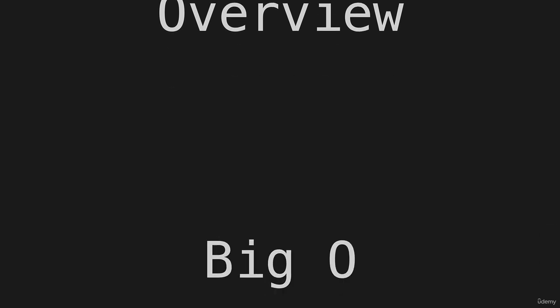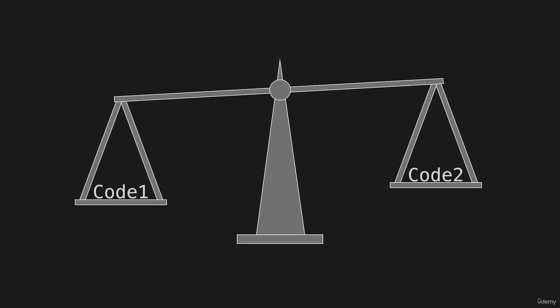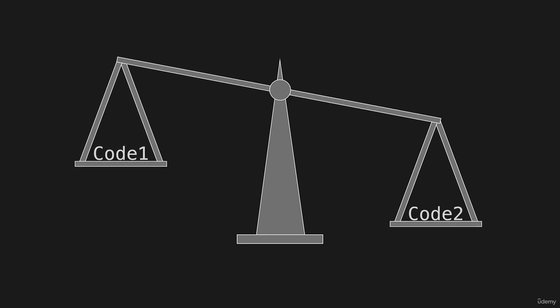So I just want to do a quick course overview and go through everything we're going to cover in this course. So the first section in this course is going to be Big O. And this is a topic that you are guaranteed to be asked about in a coding interview. It's very important. And it is a way of testing one piece of code versus another mathematically to determine which one is most efficient.